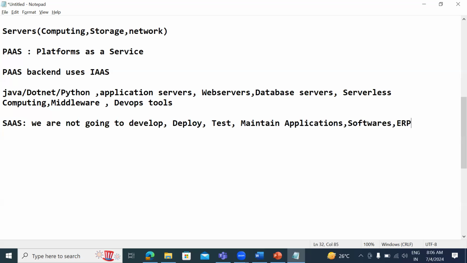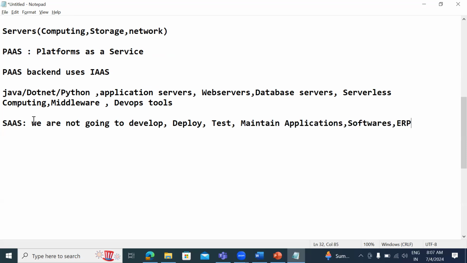We are not going to develop them. We are not going to deploy them. We are not going to test, maintain, upgrade, or roll back. All these we need to take care of in our normal traditional applications. But if we go for SaaS, everything is taken care of by the SaaS provider itself.